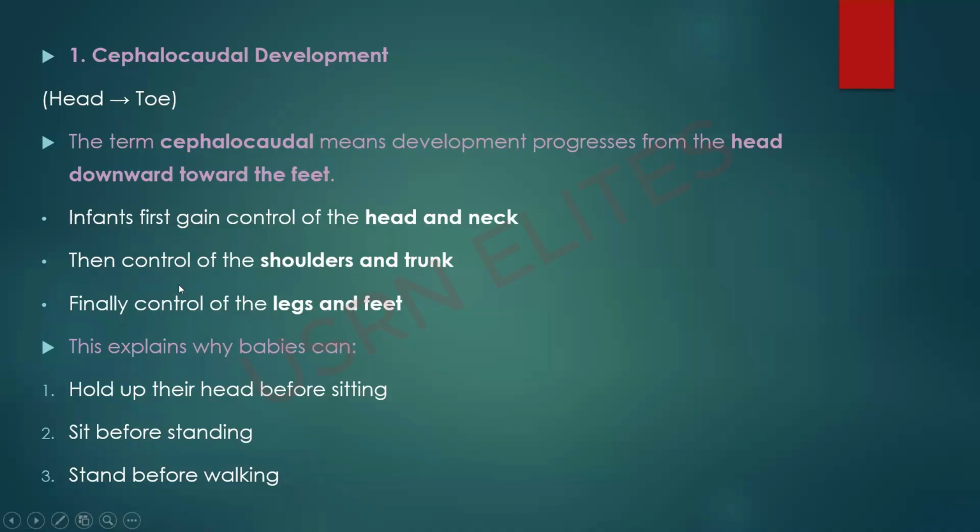Then they gain control over their shoulders and trunk. That is where they're able to sit. They will be able to sit around this stage. Then finally they gain control of the legs and feet. That is where they will be able to walk and run. So you see how the development is. It starts from being able to hold the head and neck up, then to the shoulders and trunk. That is where sitting will come in.